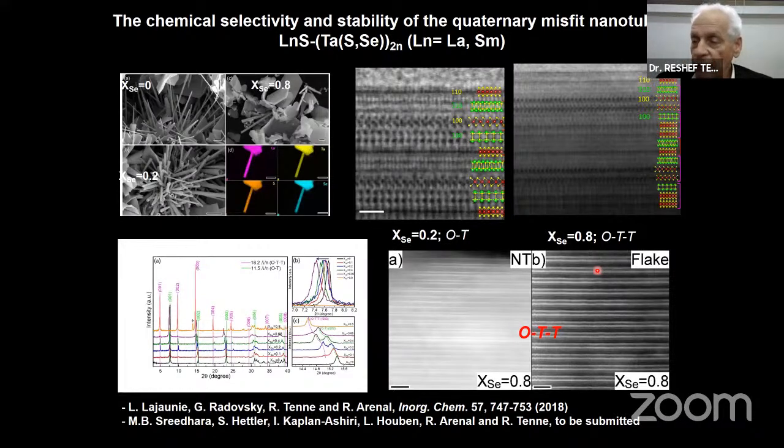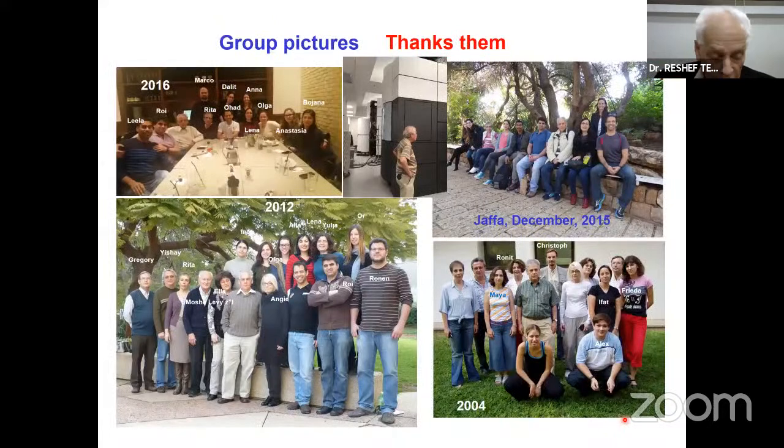chemical selectivity, which is not anticipated because you would expect some sulfur and selenium to be randomly dispersed in the lattice. Nevertheless, you get a very beautiful selectivity. Selenium binds to tantalum, lanthanum binds to sulfur, and you get this beautiful structure. And with that, I would like to conclude my talk.